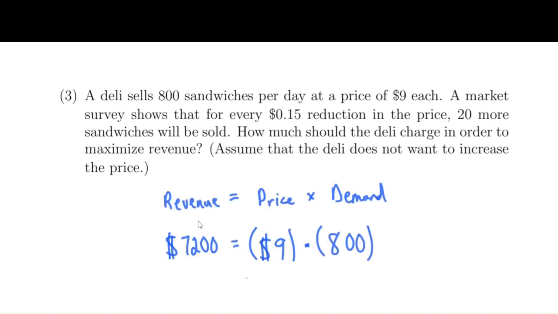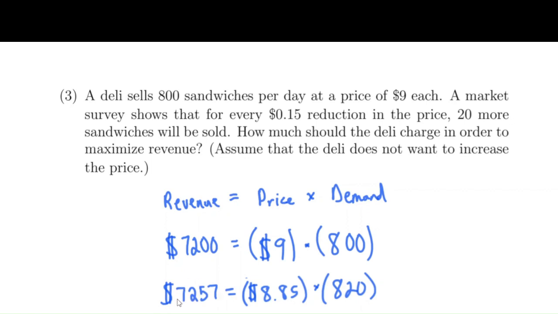Now, notice that the revenue generated is going to be the price per sandwich multiplied by the demand for sandwiches. So when the price was $9, the demand is 800 sandwiches, and the revenue will be, well, 9 times 800 is 7,200. Now, if the price decreases by, say, 15 cents, so the price is now $8.85, then the demand will be 820 sandwiches. And if you do that on a calculator, it turns out that you get $7,257.